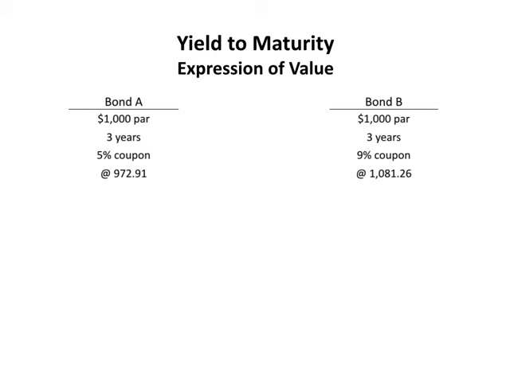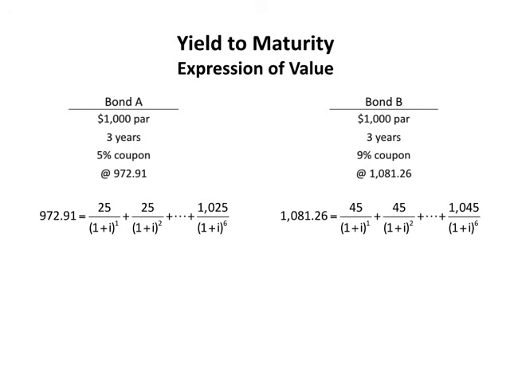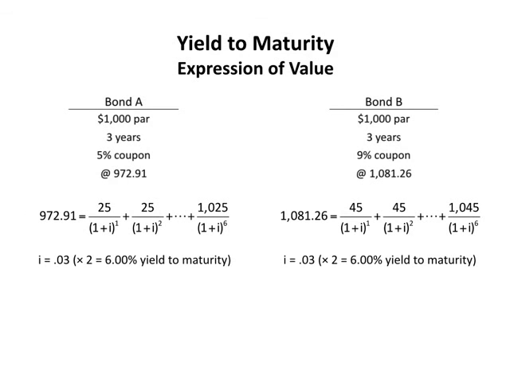Inserting the price and cash flows into the price yield formulas and solving for I provides that insight. The formula for each of the bonds is shown below the contract descriptions. Solving for I results in a discount rate of 0.03 or 3%, or a yield to maturity of 6% for both bonds. Understand the implications of the two bonds having the same yield.